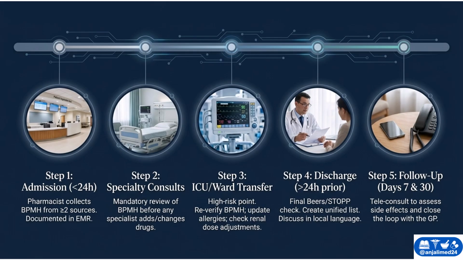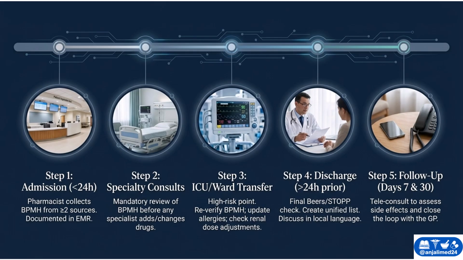Step 3 focuses on the ICU and ward transfers. Transitions between departments are among the highest risk periods for medication discrepancies. At this point, the medication list must be re-verified, drug allergies should be updated, renal function should be reassessed, and dose adjustments should be reviewed carefully. Critically ill patients frequently experience rapid physiological changes, making dosage reassessment essential. This stage prevents toxicity, underdosing, and inappropriate continuation of temporary therapies.